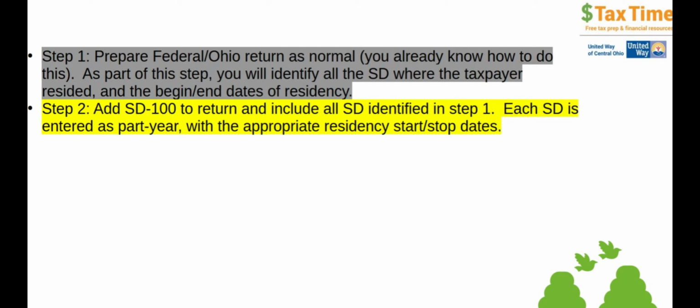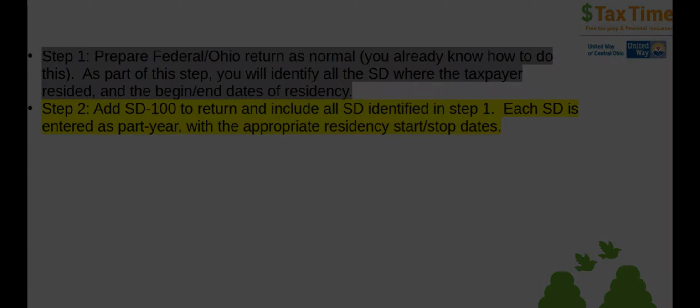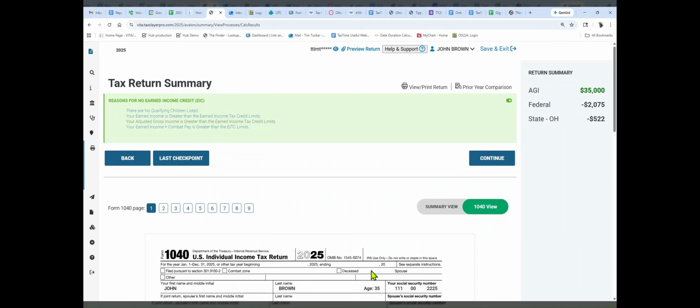I have already completed step one and prepared the federal and Ohio returns as normal. Nothing special about that, so I'm not going to go through that. Next, we will go through step two in TaxSlayer and add the ST100 to the return and include all the school districts identified in step one, which is Columbus and Reynoldsburg.